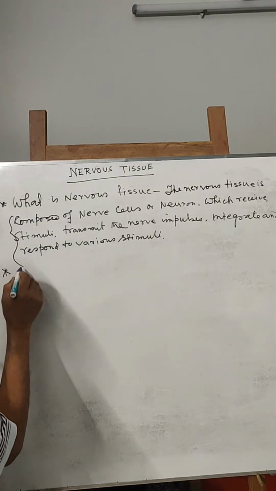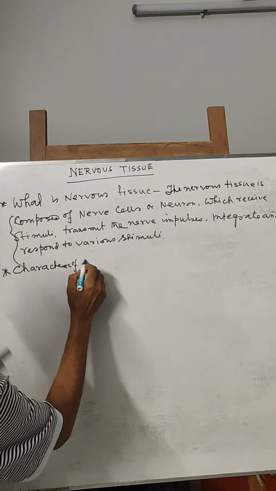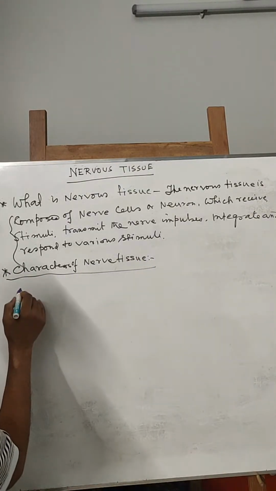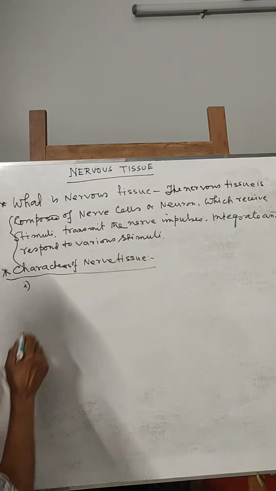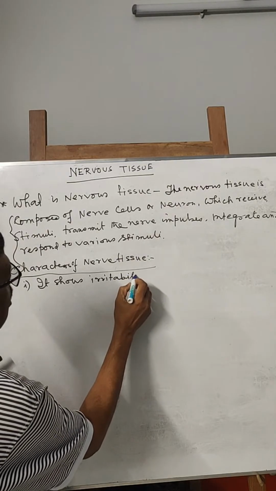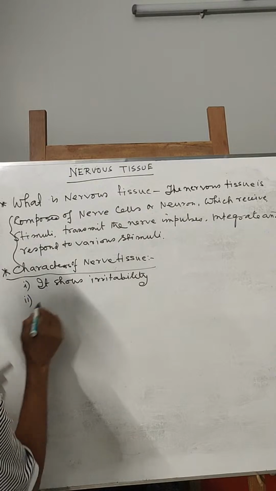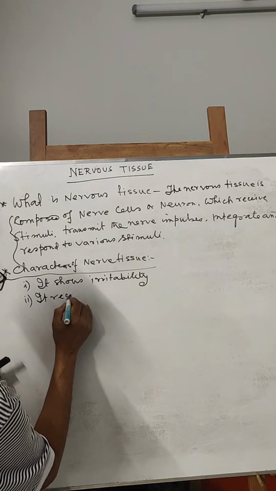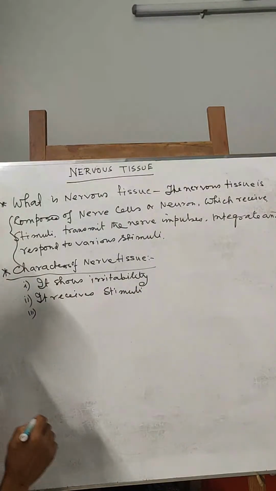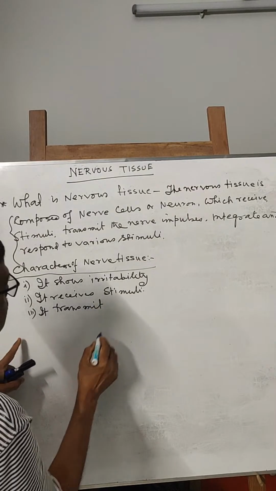Next, characters of nerve tissue. Number 1, it shows irritability. Number 2, it receives stimuli. Number 3, it transmits nerve impulses.